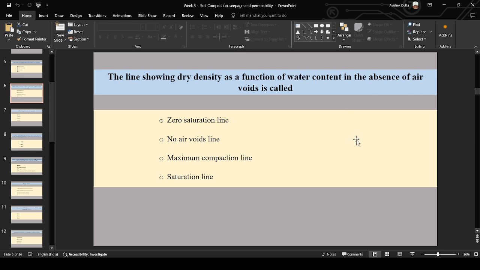I'll repeat: the line showing dry density as a function of water content in the absence of air voids is called: zero saturation line, no air void line, maximum compaction line, or saturation line. Next question.